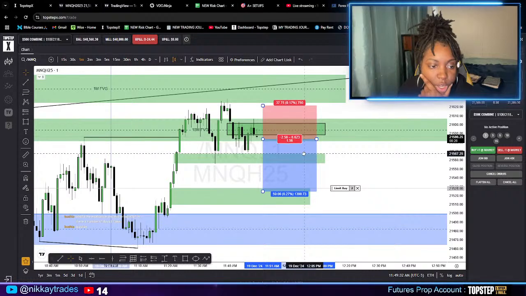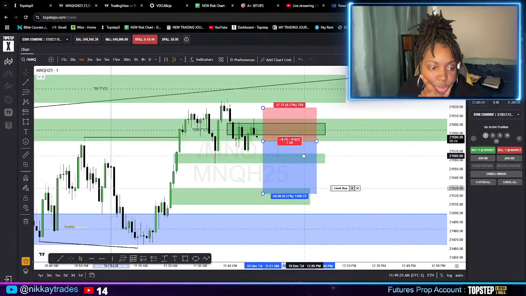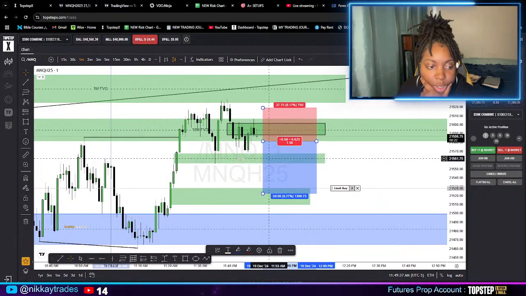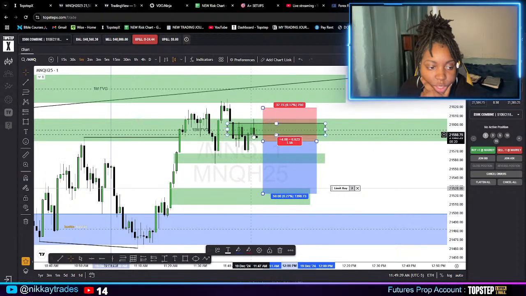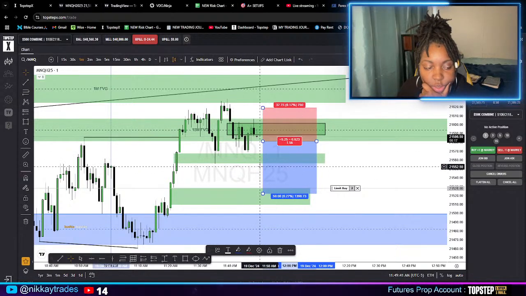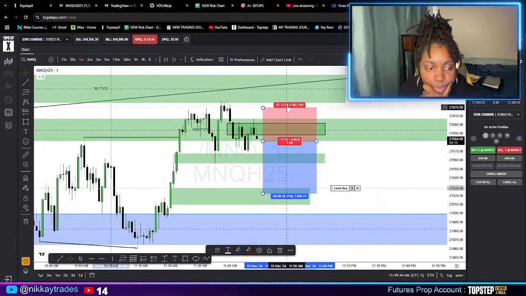I think if anything, I'll put it like right here. I just don't like this gap right here, bro, because it can easily dump into that thing and then reverse.